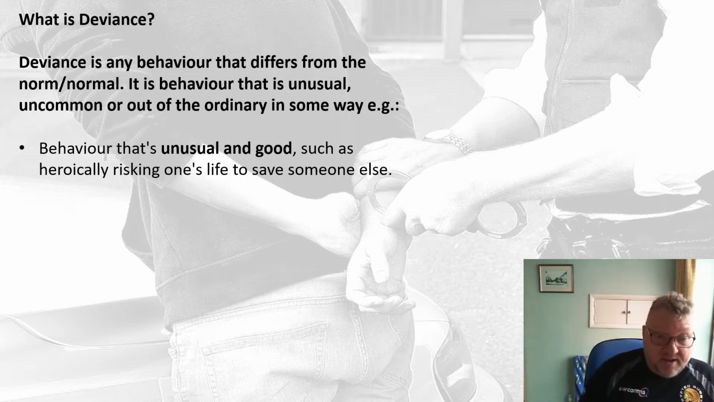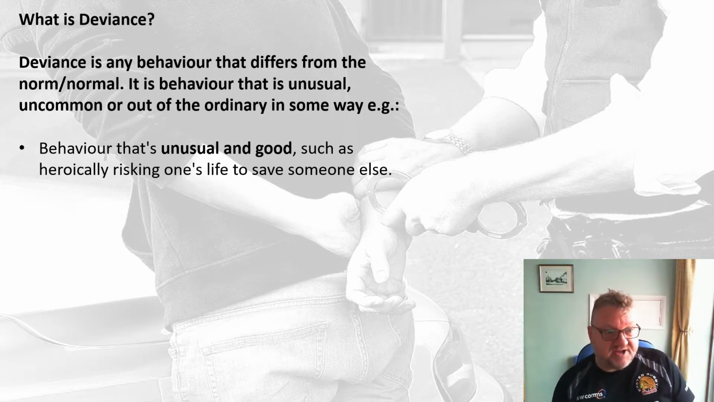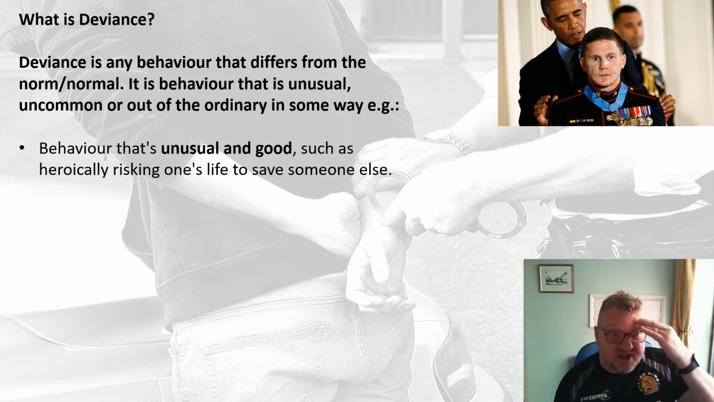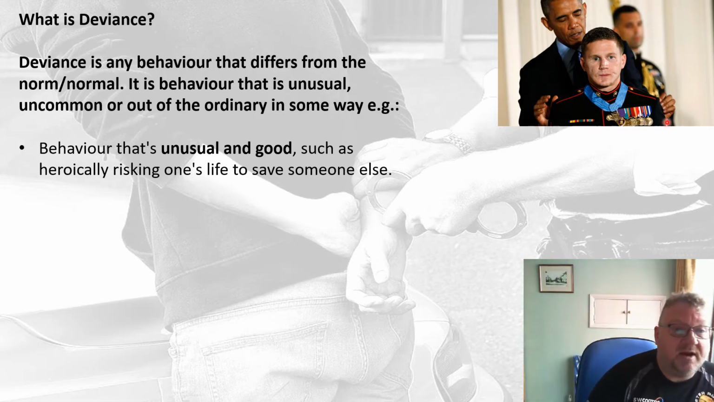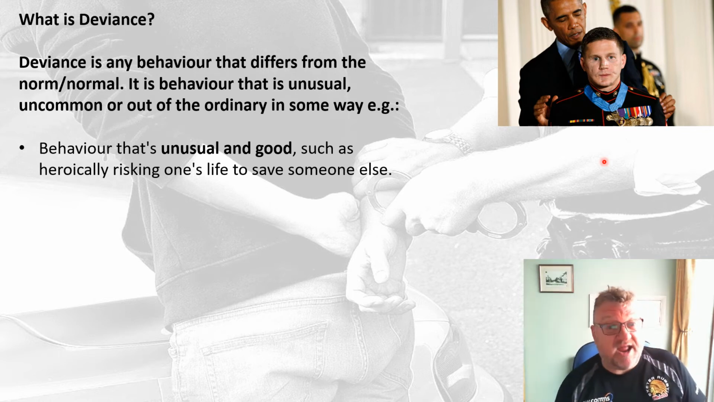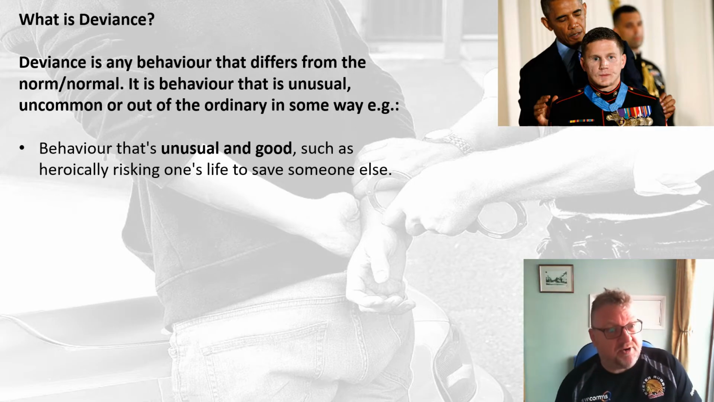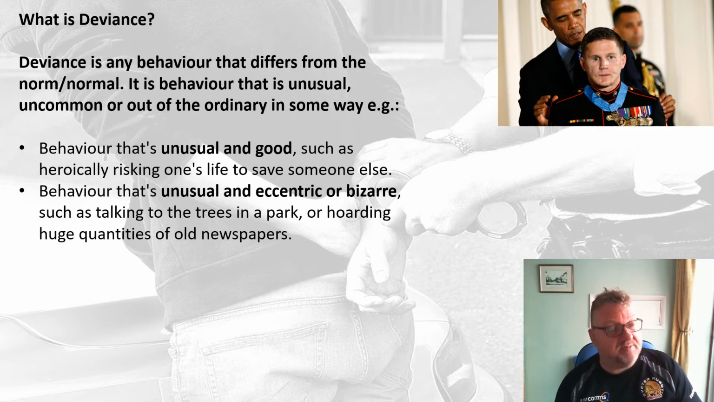So it can be seen in different ways. Usually in the textbooks it focuses on the negative types of deviance, but there can be positive types of deviance. So you could have behaviour that's unusual but it's good, such as heroically risking one's life to save someone else. This US Marine here is being given the Congressional Medal of Honor by the then President Barack Obama because he threw himself on a grenade to save his comrades, and he's suffered loss of an eye, disfigurement, etc. And that would be seen probably as deviant behaviour because it's not the norm for people to do that.